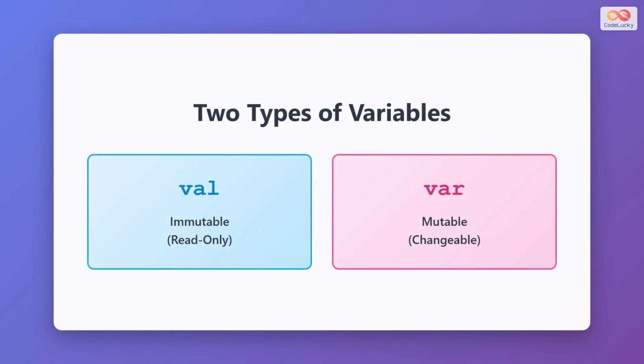Kotlin provides two keywords for declaring variables, val and var. Val is for immutable or read-only variables, meaning once you assign a value, it cannot be changed. Var is for mutable or changeable variables, meaning you can update the value as many times as you need throughout your program.